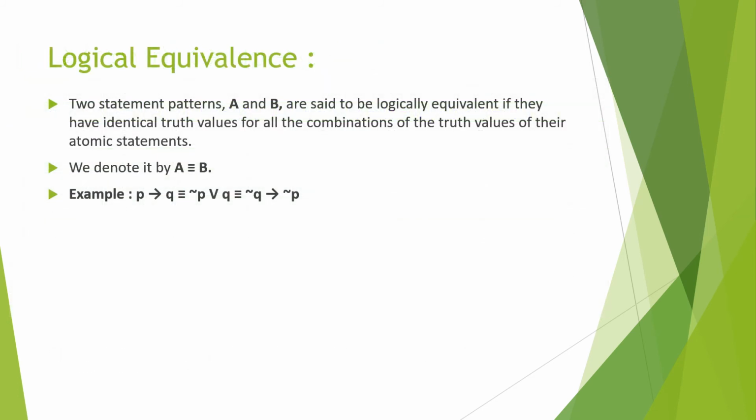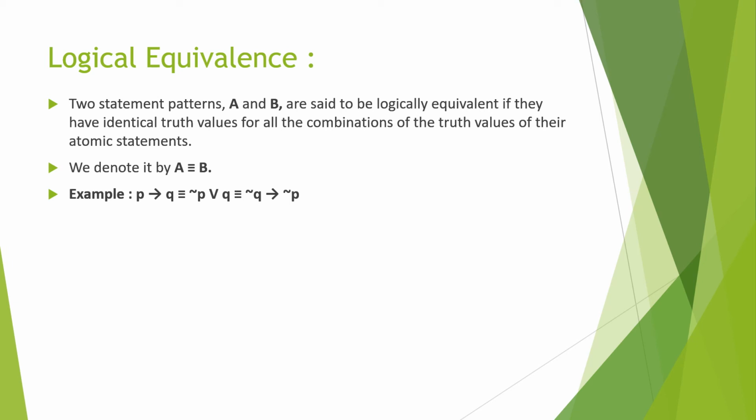Next definition is of logical equivalence. Two statement patterns A and B are said to be logically equivalent if they have identical truth values for all the combinations of truth values of their atomic statements, and we denote it by A equivalent to B. So how to find out whether two given statement patterns are logically equivalent? For that, construct their truth table. In one table only, construct those columns, and if those columns are identical, then those two statements are logically equivalent.